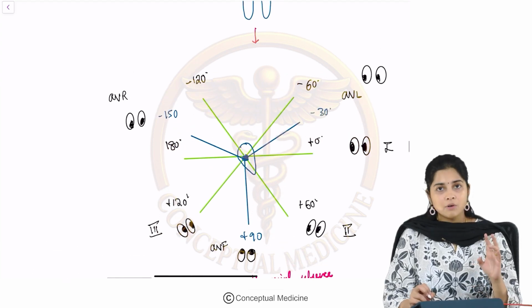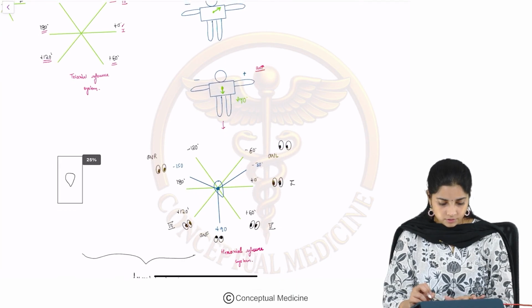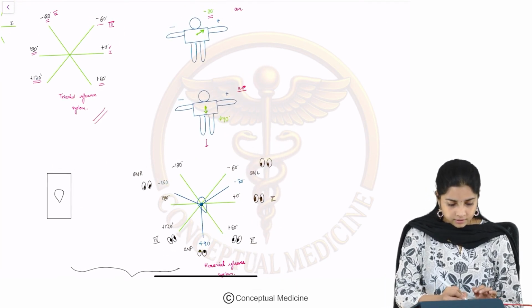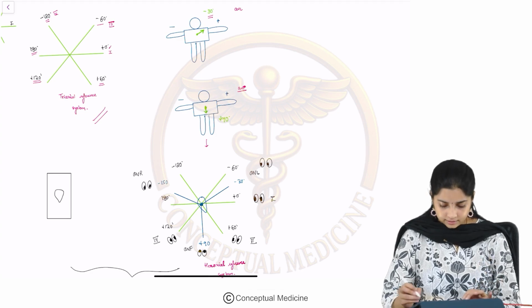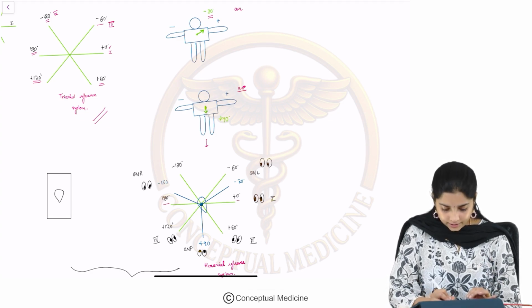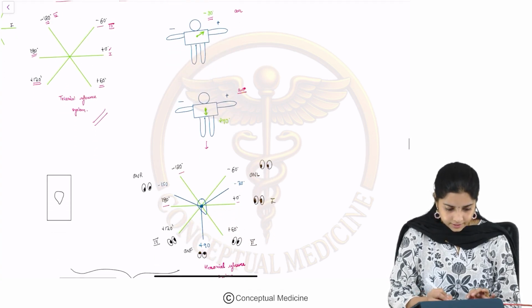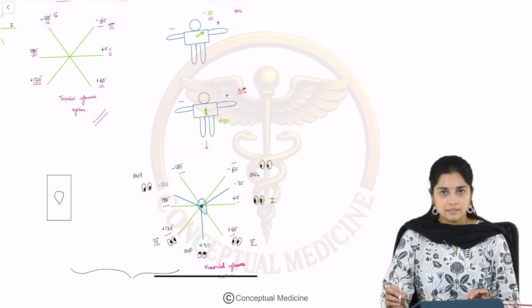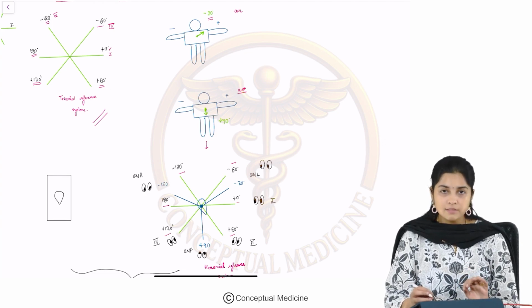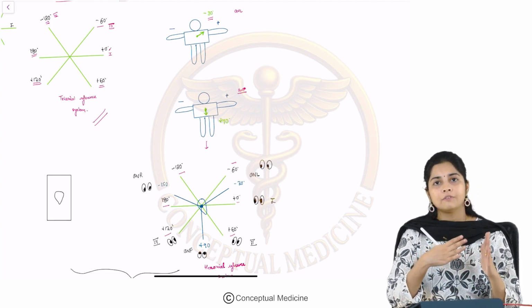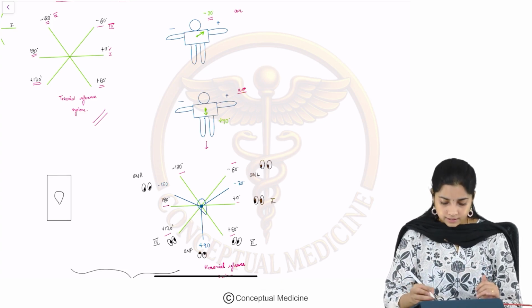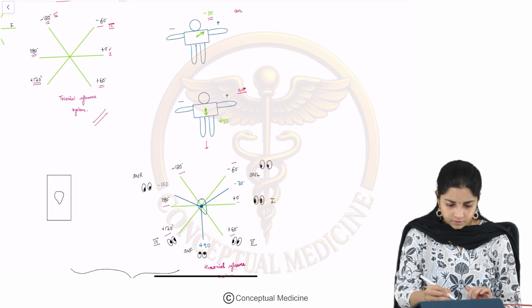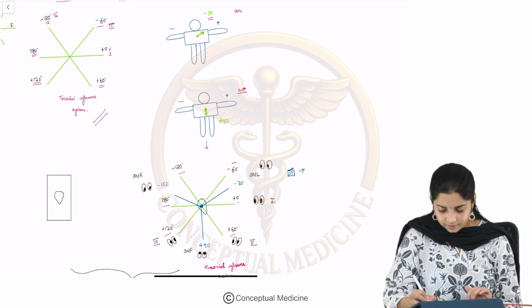We have already seen this, and this is just for your comparison. We have seen how leads 1, 2 and 3 are constructed. Lead 1 is between 0 and 180 degrees, 2 is between minus 120 and plus 60 degrees, and 3 is between plus 120 and minus 60 degrees. To this we add the directions of AVR, AVL and AVF, denoted by the blue color. The blue color represents your augmented unipolar limb leads.